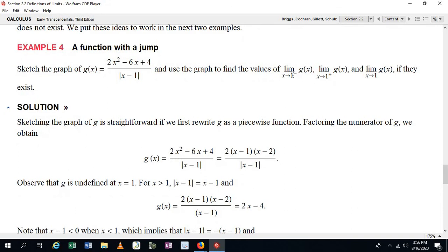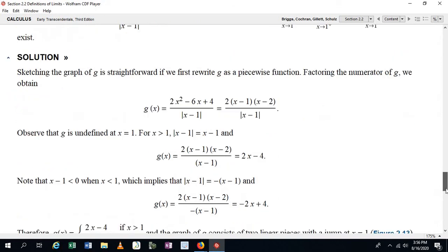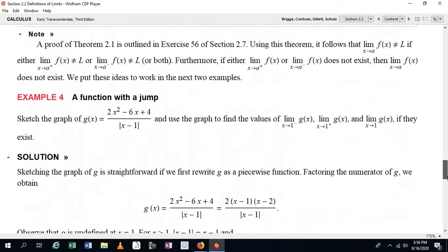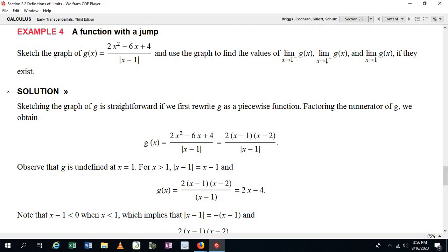So I guess the answers in this case would be: the left side limit would be 2, the right side limit is negative 2, and then the two-sided limit doesn't exist since the left side limit and the right side limit are different numbers.